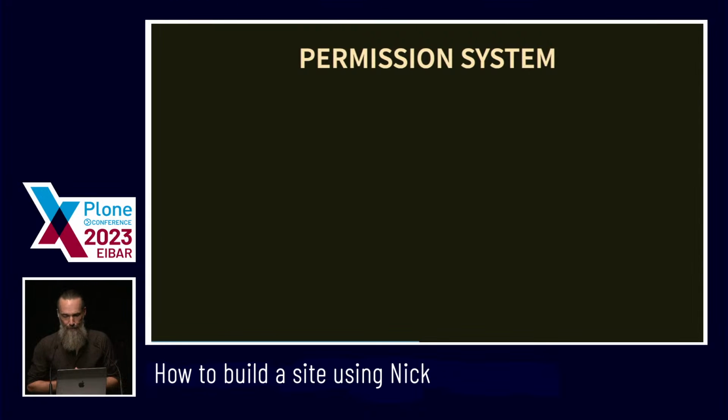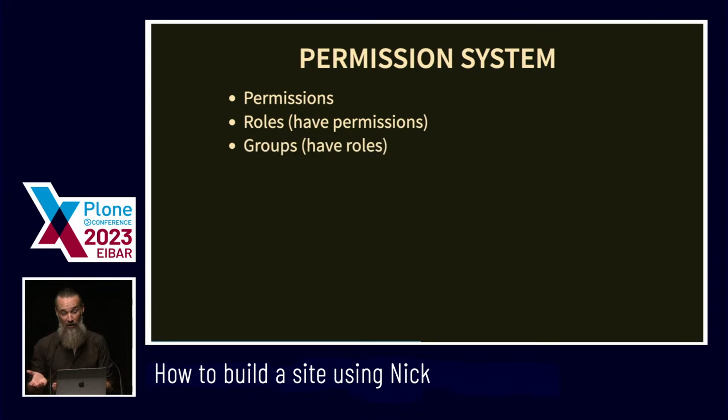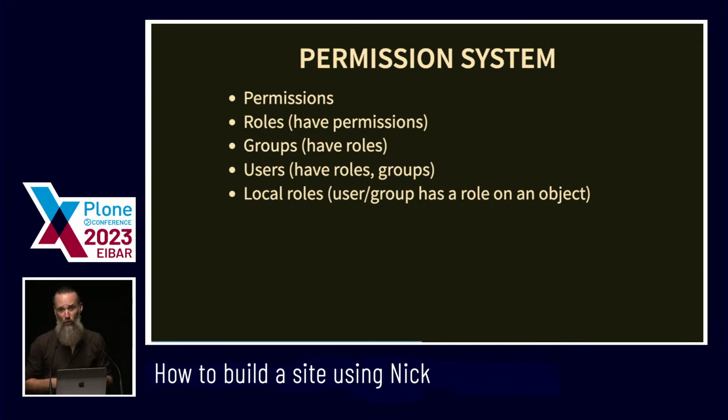All right, permission system. As we all know, Plone has, I think personally, the best permission system of all CMSs. But it's also really, really complex, meaning it's really flexible and you can do a lot with it. So what does Plone actually have, or what does Nick also have? So permissions, we have roles, roles have permissions. We have groups, and groups can have one or more roles. We have users, and users can have roles, and users can have groups, or can be part of groups. That's all global, right? Then we have local roles, meaning a user or a group can have a specific role on a specific part of that website.